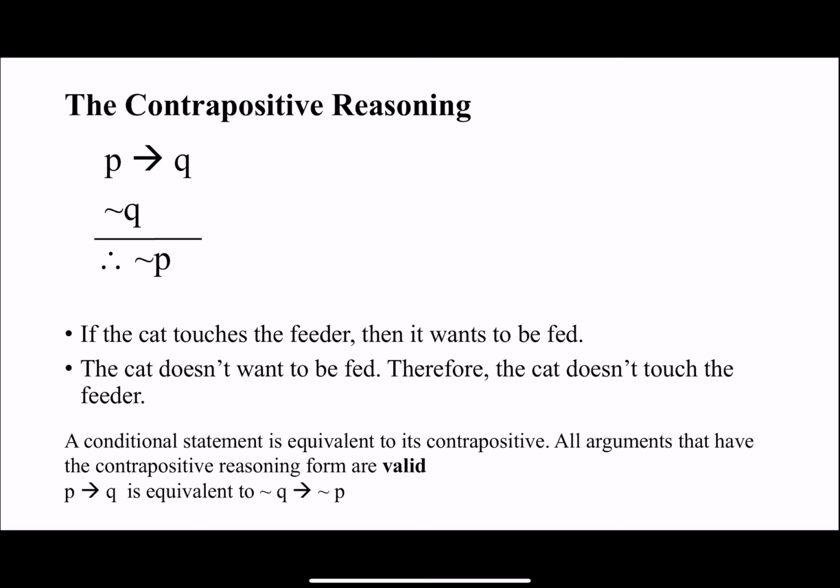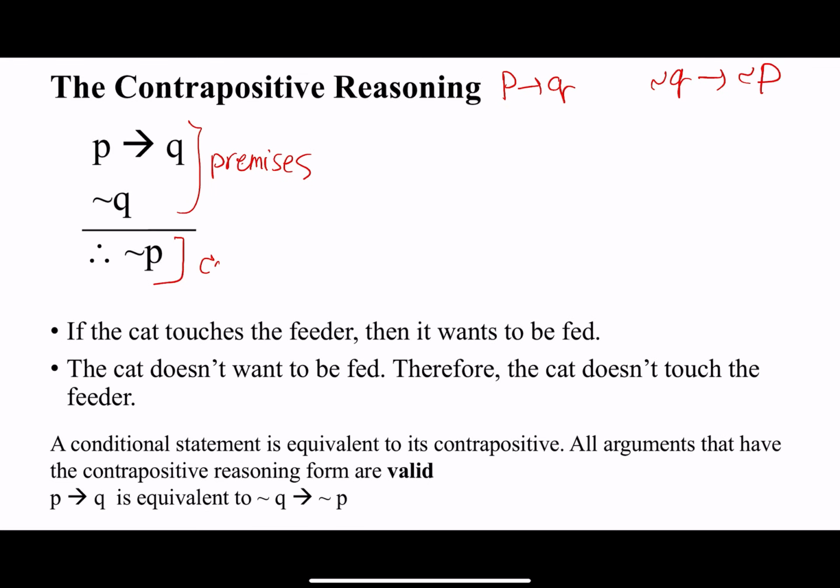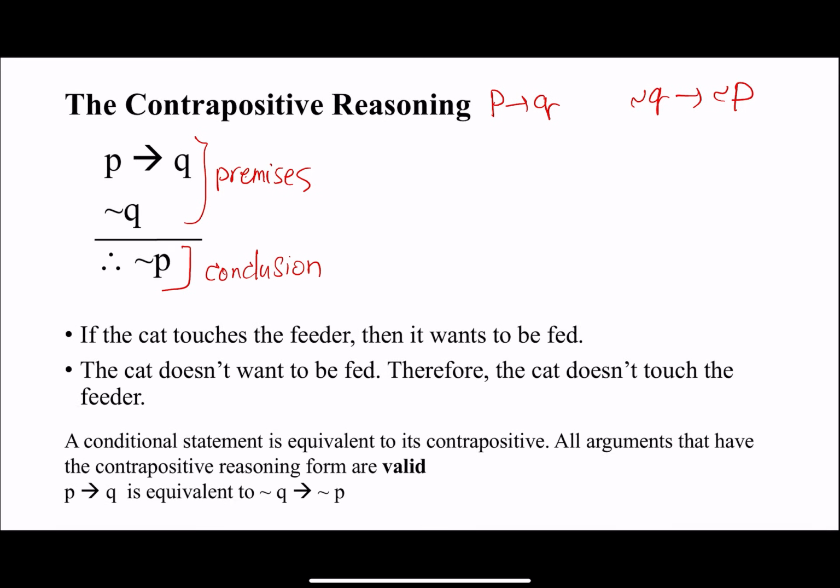Contrapositive reasoning. Well, we said that if we have a conditional statement, if P then Q, it's equivalent to its contrapositive, which is if not Q, then not P. So I have if P then Q, then I have not Q. These are the premises. Therefore, the conclusion is not P. Any argument that has this form is logically valid.